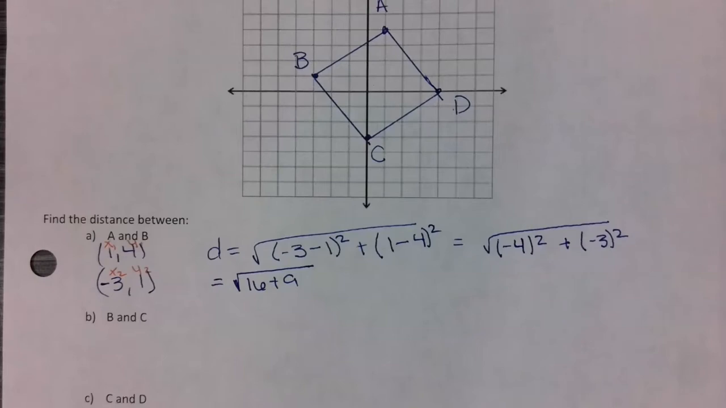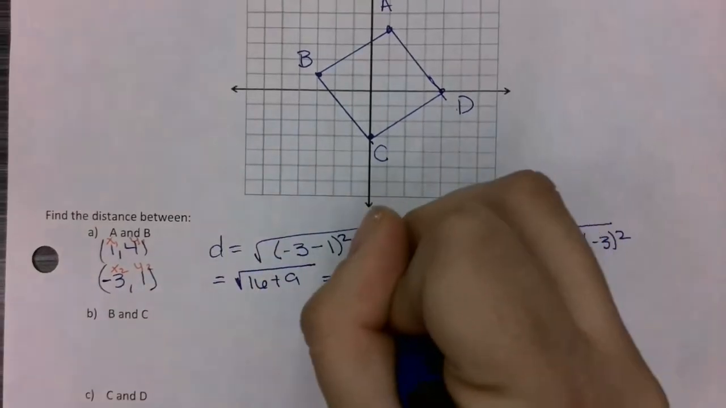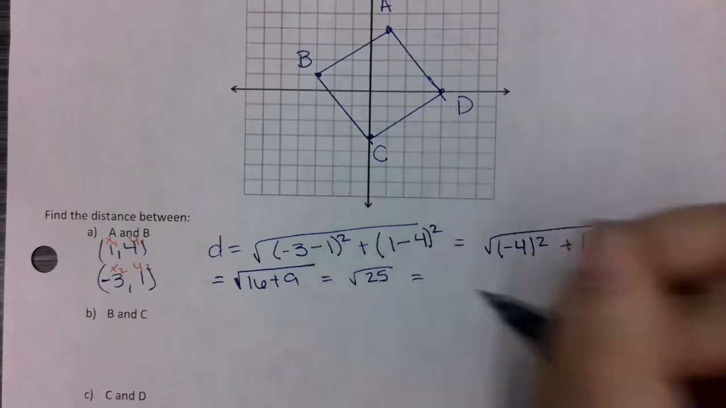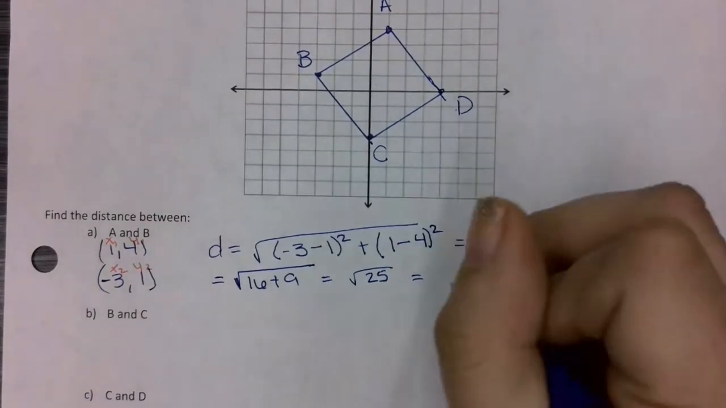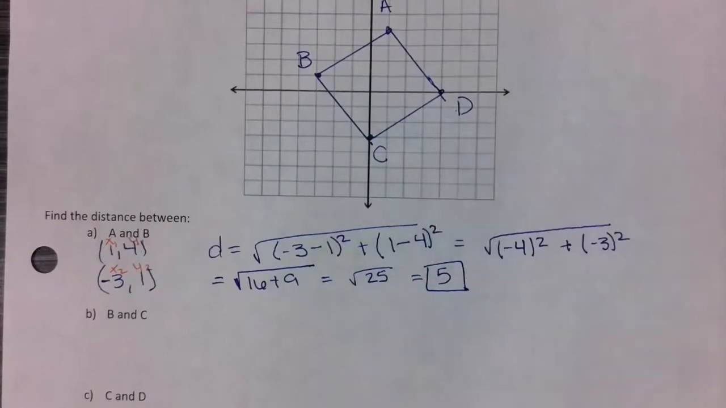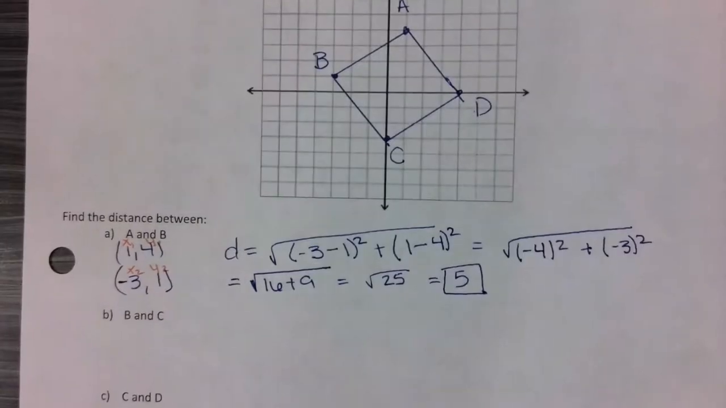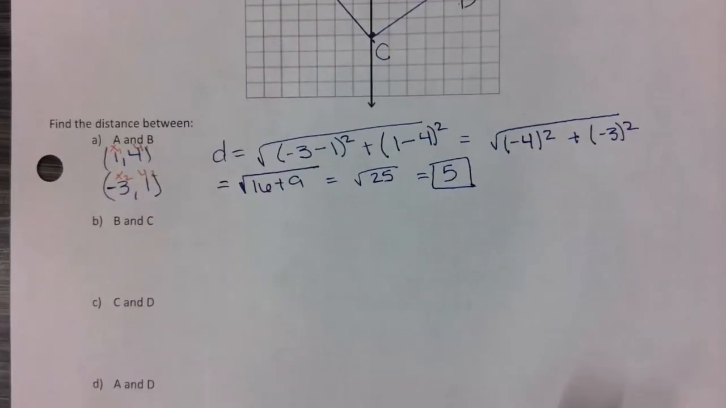Okay. So 16 plus 9 is 25, and the square root of 25 is 5. So then I need to do that for all the other pairs. This is today's notes, and then the worksheet's got 6 problems.